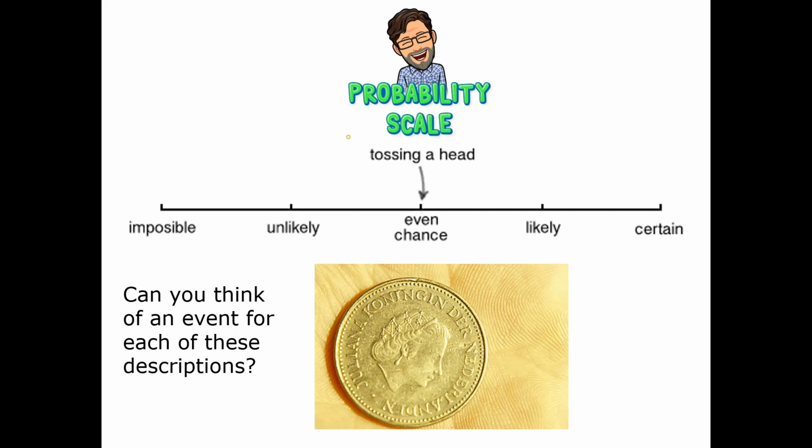And then things that are likely, so if it's summer at the moment, maybe it's quite likely that tomorrow will be sunny. And then things that are certain, let's be morbid, it's certain that on someday we are going to die. Nobody lives forever, so death, unfortunately, is a certainty. I hope you thought of some sensible descriptions to match those likelihoods.